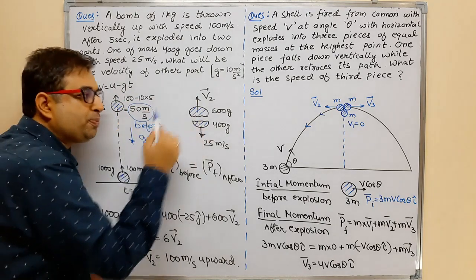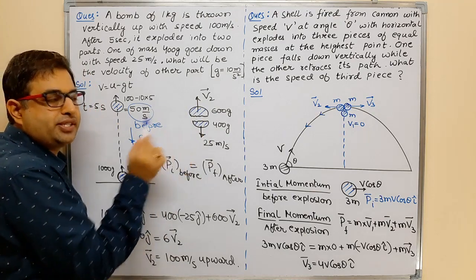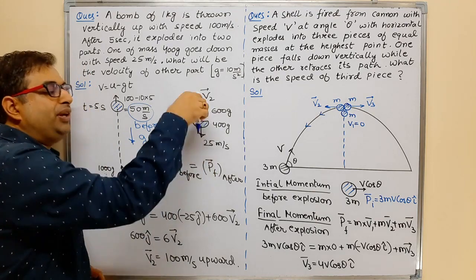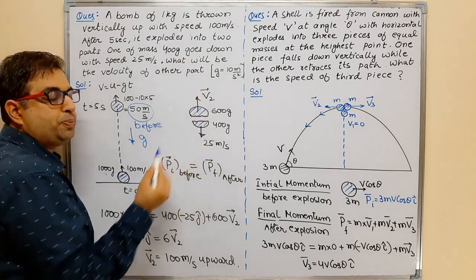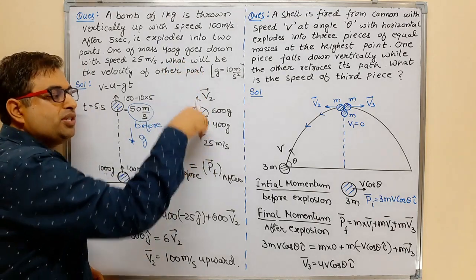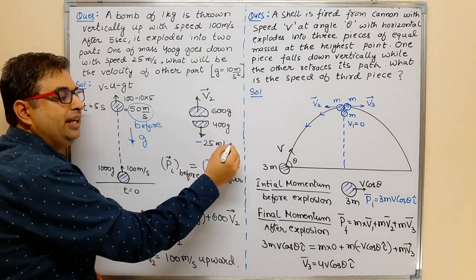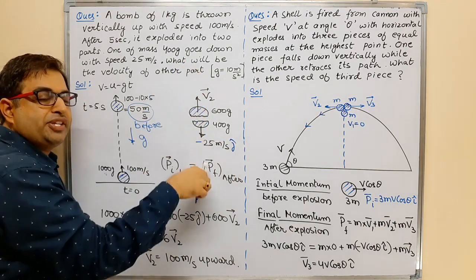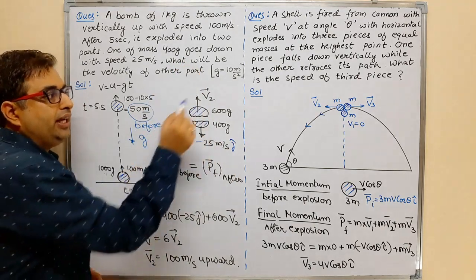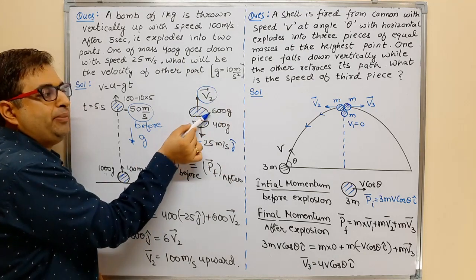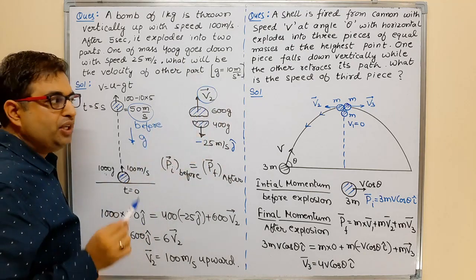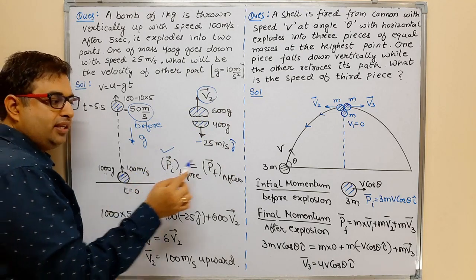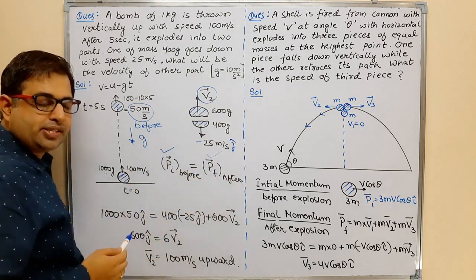And after explosion, we have two masses. Out of 1000 gram, 400 gram will move in the downward direction with speed 25. Because it is the downward direction, I am taking a negative sign, minus j cap. That is showing this part is going in the downward direction. And we don't know the velocity of the remaining 600 gram. Right? So let us conserve the momentum. Initial momentum before the blast, final momentum after the blast.